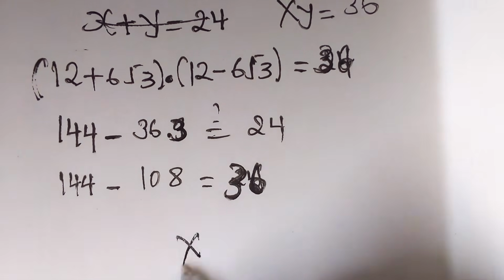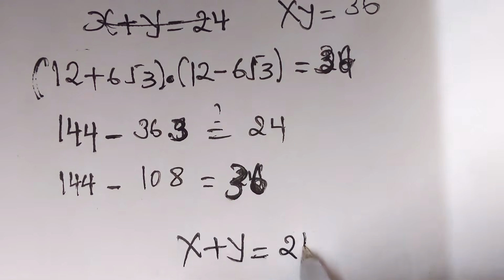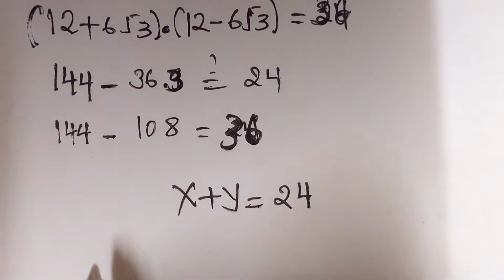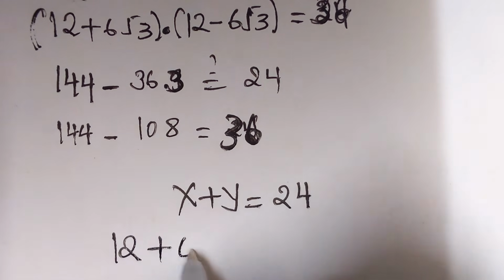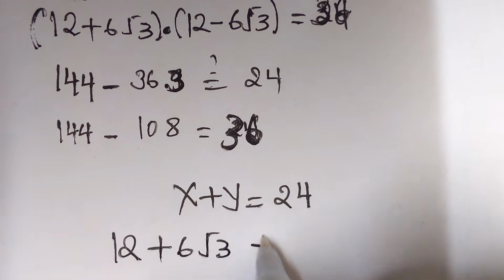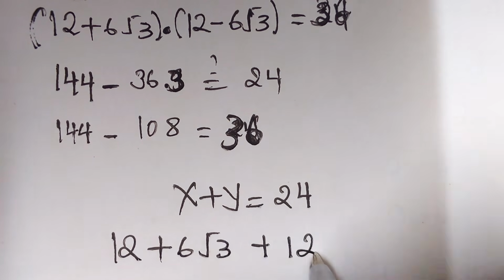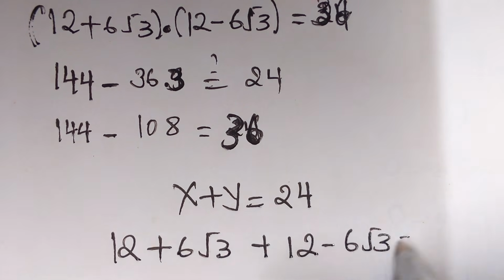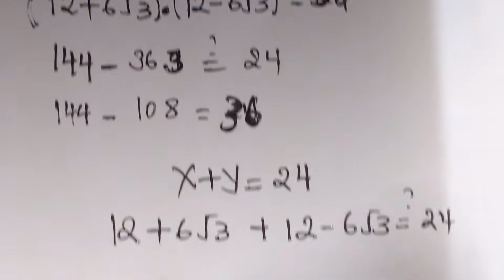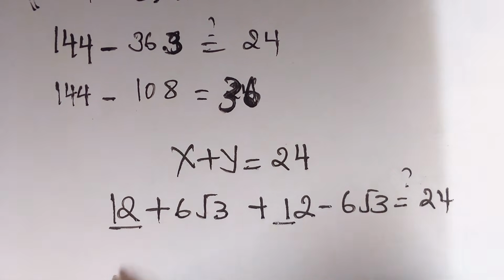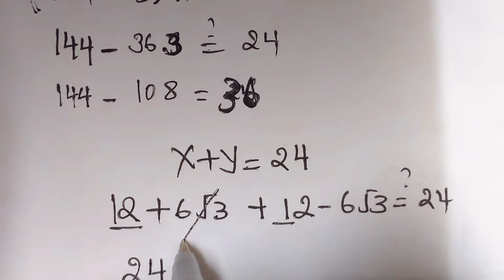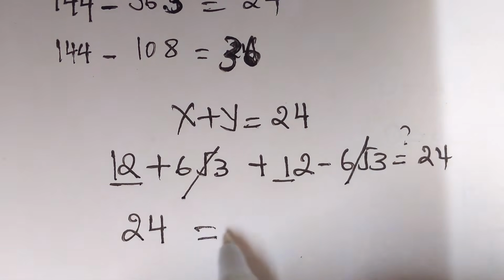What about x plus y equals 24? We have 12 plus 6 square root of 3, plus y, which is 12 minus 6 square root of 3, which is equal to 12 plus 12. So you have 24, which is 24.